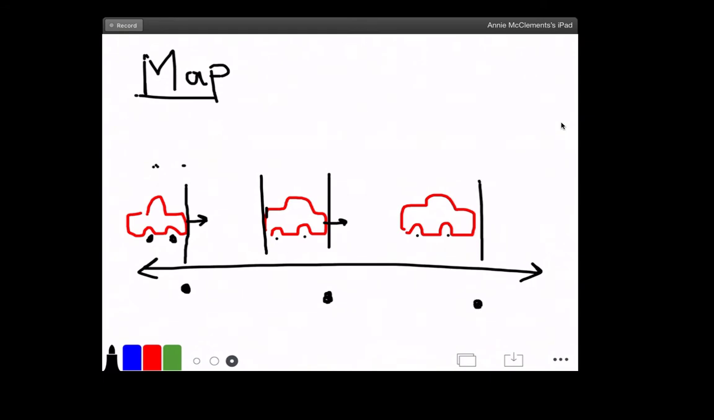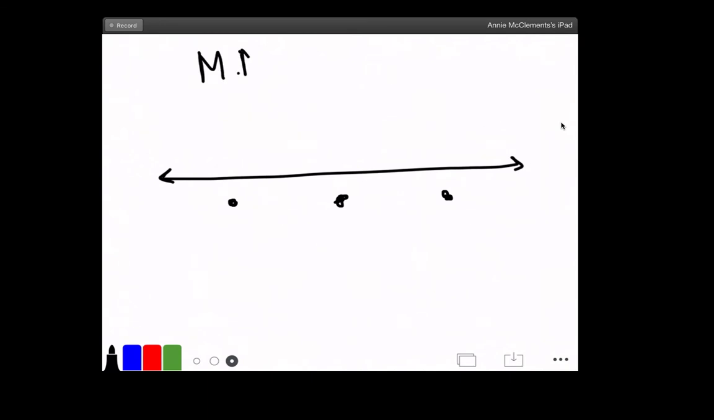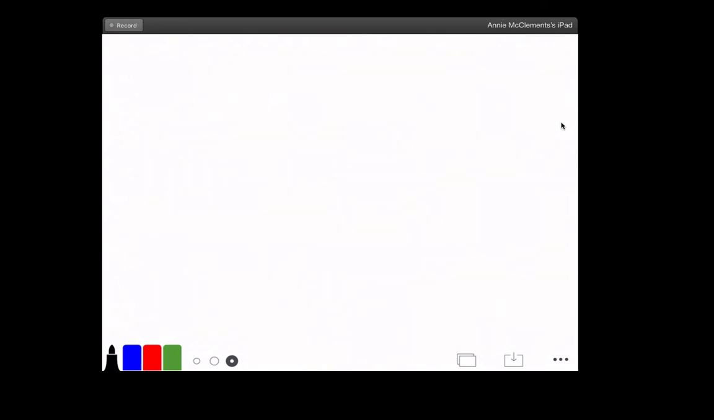Cool. And then we erase our cars, and we end up with a map of motion. To the non-physicist, this just looks like a line with dots under it. But because I've told you that it's a motion map, you should know that in between each of these dots is 1 second of movement. So let's look at another one of these.